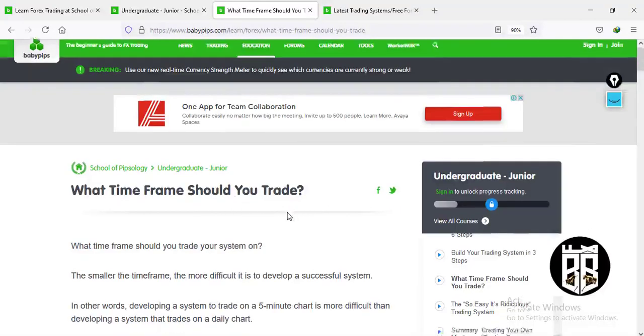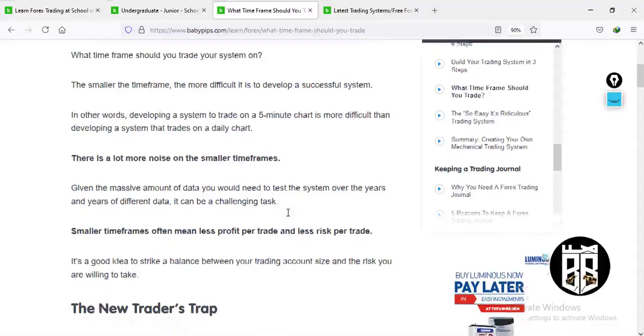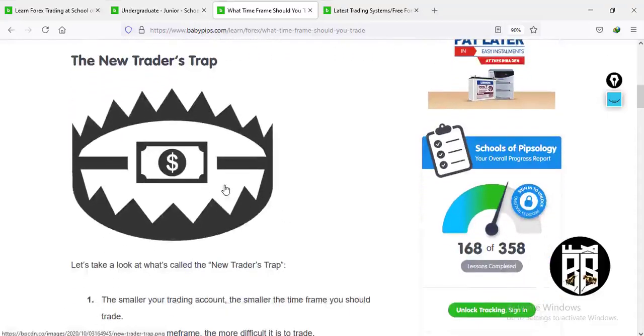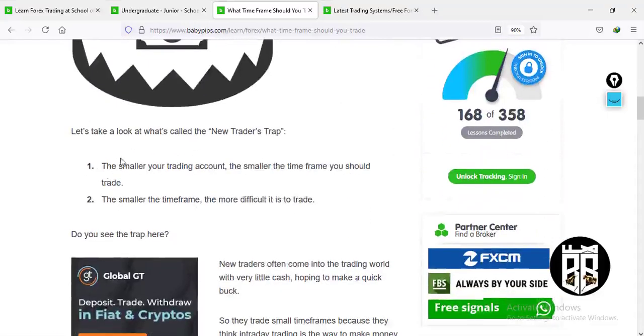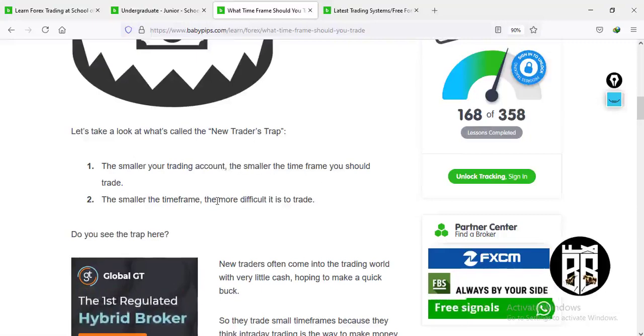So here we are on what time frame should you trade. Basically it's saying that many new traders want to trade the lower time frames and catch some pips and then get out in a very short period of time. But doing that is going to hurt your account. There's what they call the new trader's trap, and the trap is this: the smaller your trading account, the smaller the time frame you feel you should trade, and the smaller the time frame, the more difficult it is to trade. So this is the trader's trap.